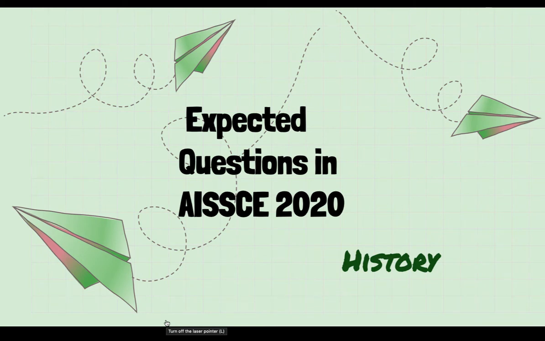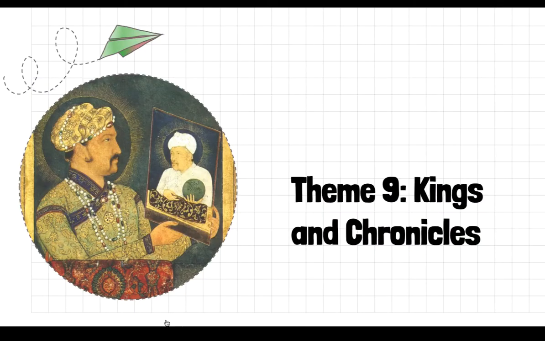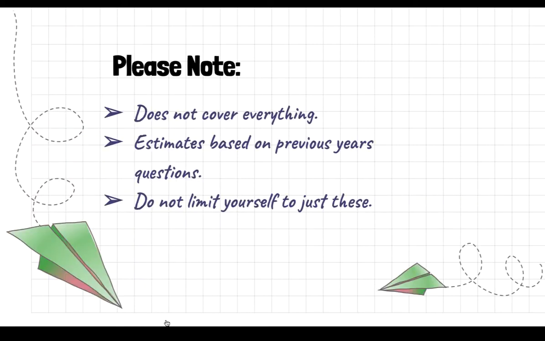Let's very quickly look at the expected questions in the CBSE boards for 2020 in the subject History. Today we're going to be looking at Theme 9, Kings and Chronicles. And before we go ahead, like I have been doing with this particular series, remember that this video does not cover everything. It is only estimates based on previous year's questions, so don't limit yourself to just studying these questions. Move beyond what I'm discussing as well.